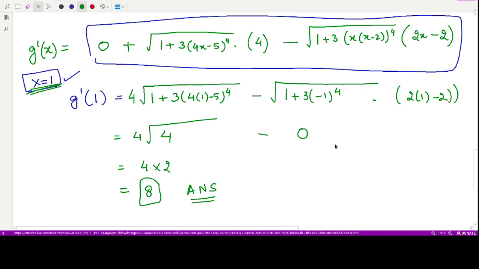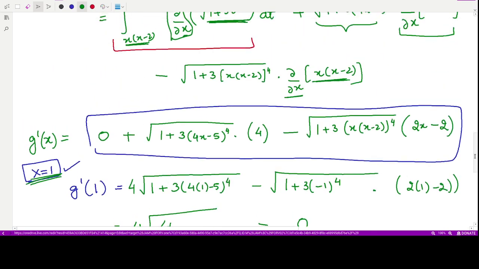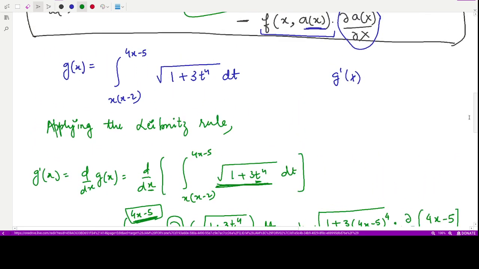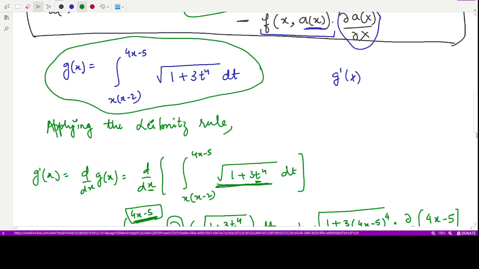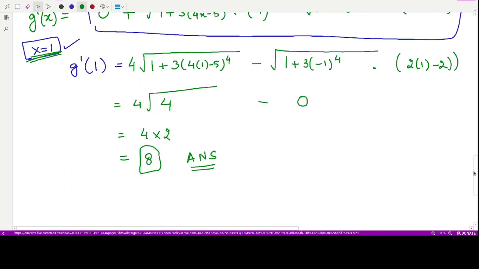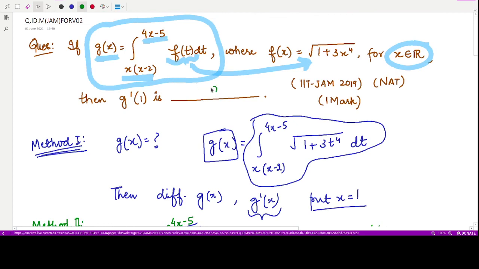So you see, using this Leibniz rule, we have moved from g of x to g dash x without having to know the exact value for this function g of x. So that was our purpose here. So here the final answer is the value 8. Let me write down here, the answer to this question is 8. The value of g dash 1 is 8.